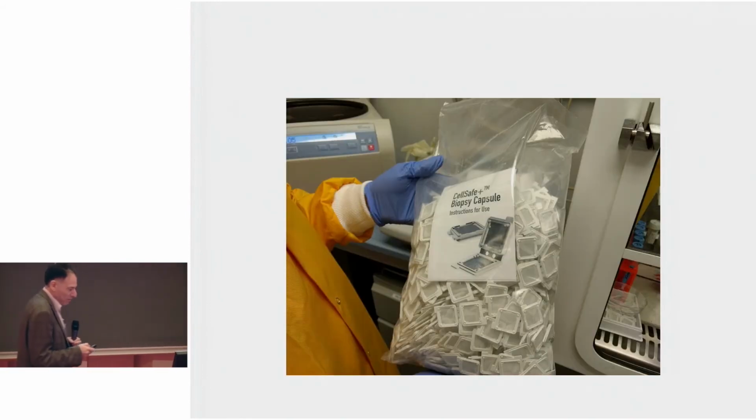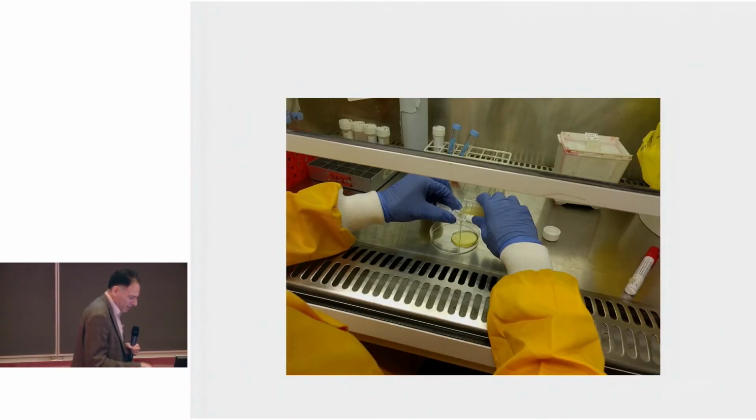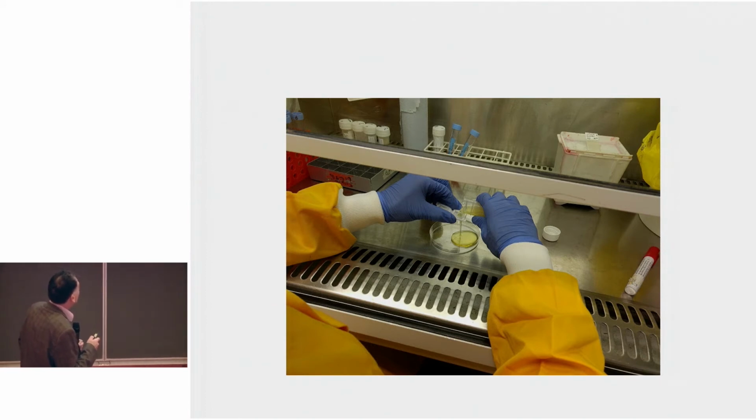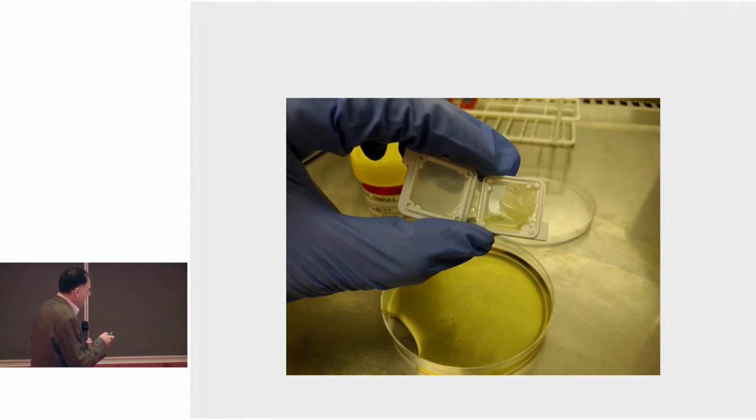So this is what we use to actually filter the material. This is a CellSafe biopsy cassette, and you can see that he's pouring the sample through one of those. Anything solid is retained, and the rest goes out into a Petri dish. Obviously, these are all single-use equipment. It doesn't look like there's very much in the sample, but that will get processed.